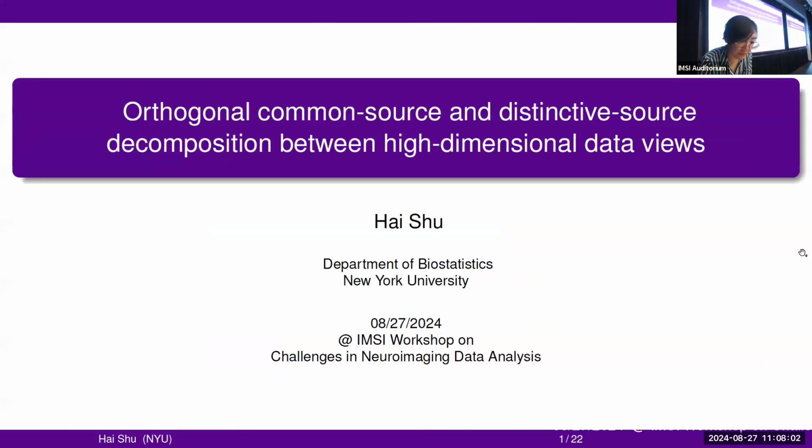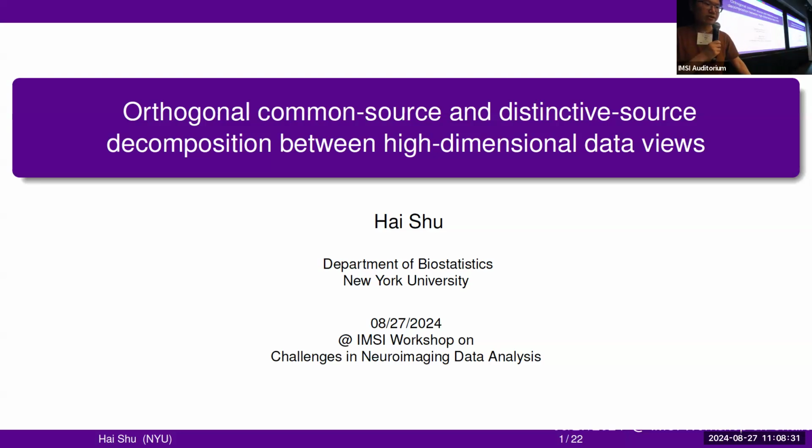So our fourth speaker is Professor Hai Shu from New York University. And he will talk about the orthogonal common source and the distinctive source decomposition of high-dimensional data views. Let's welcome. Thank Dr. Zhang for the nice introduction, and thank you to the organizers, the speakers, and the audience for this wonderful workshop. Hello everyone, I'm Hai Shu from NYU.